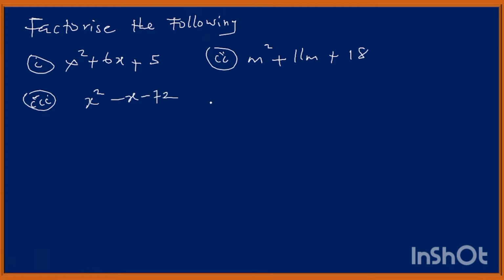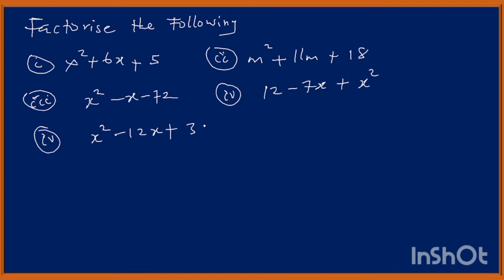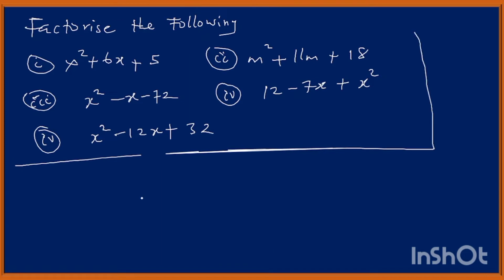Then we're going to look at 12 minus 7x plus x squared. Okay, we have 4 questions here. Let me make it 5. I'd like us to also look at x squared minus 12x plus 32. As simple as that. So we're going to factorize these 5 expressions we have here.